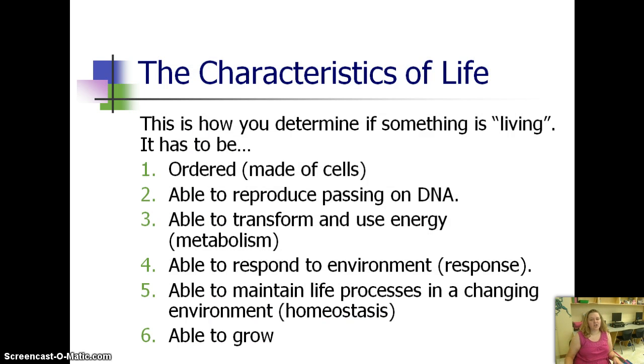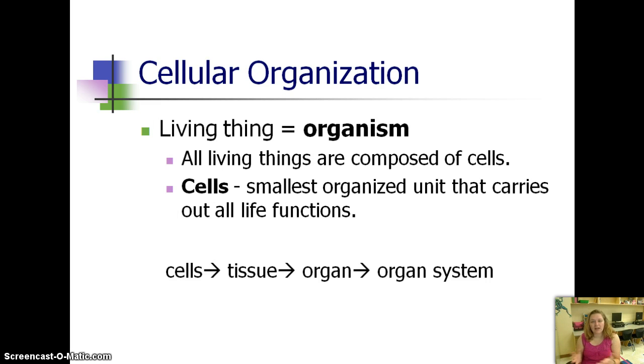So in order to determine if something is living, we have 6 things that we have to look at. We have to see, is it ordered, which means, is it made up of cells? Is it able to reproduce by passing on its DNA? Can it transform and use its energy? So that's metabolism. Can it respond to the environment? And is it able to maintain life processes in a changing environment? And can it grow? So let's break these things down.